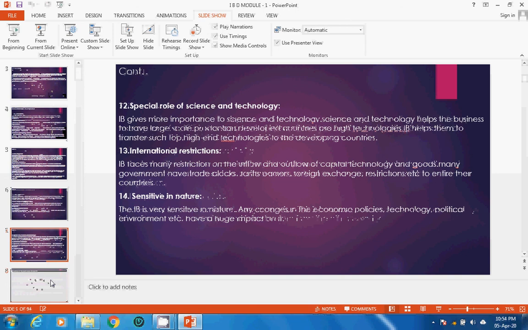Special role of science and technology. International business gives more importance to science and technology. Science and technology help the business to have large scale production. Developed economies use high technologies. Therefore, international business helps them to transfer such high end technologies to the developing economies. Thereby, developing economies are able to access sophisticated technology from the West.